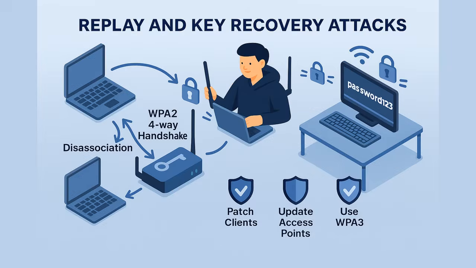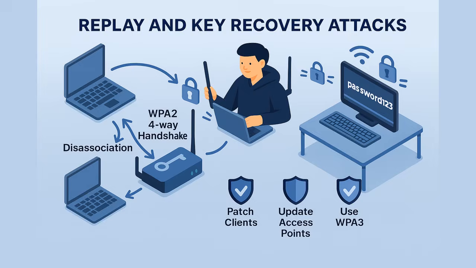And then you have your replay and key recovery attacks. This is where attackers can capture handshake data when devices connect to Wi-Fi. The SSID password is encrypted during the handshake. The attacker can then take the capture to their lab environment to try and crack the password offline. Disassociation attacks are often used first to force a reconnect, capturing fresh handshake data. KRACK, K-R-A-C-K, attacks exploit vulnerabilities in the WPA2 four-way handshake. This allowed decryption of traffic even on secure networks. Always keep clients and access points patched to defend against these attacks.